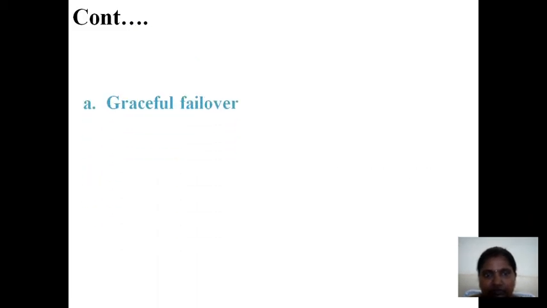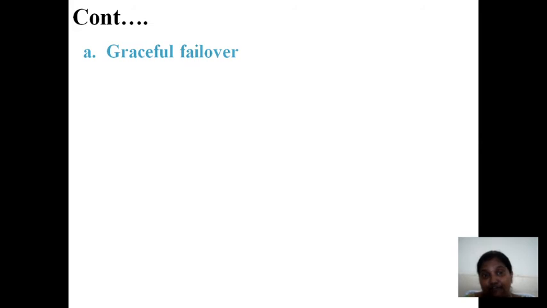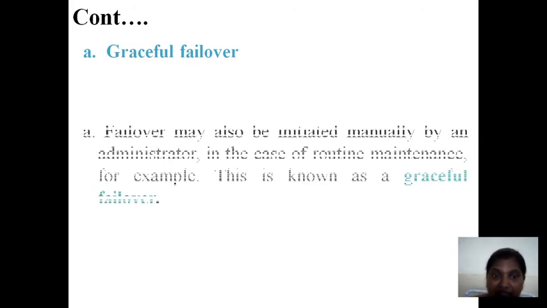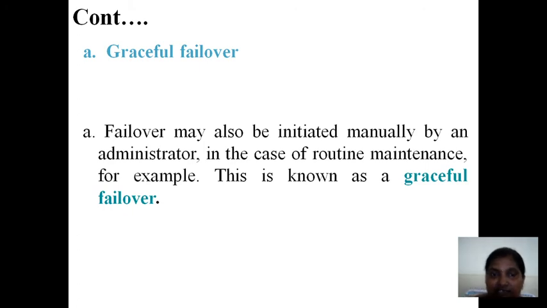Okay. So we have two types of failovers. One is graceful, one is ungraceful. We will check it out. So graceful is, for example, whenever trains go for manual maintenance, in every 3 days they check every train engine whether it is working properly or not. So this is called a graceful failover. See, failover may also be initiated manually by an administrator in the case of routine maintenance. Okay, this is called a graceful failover.